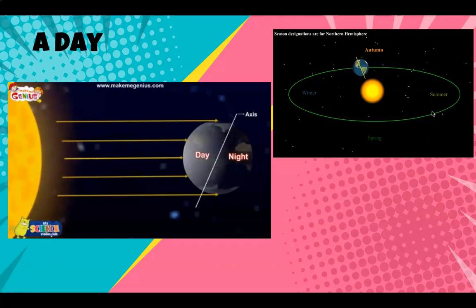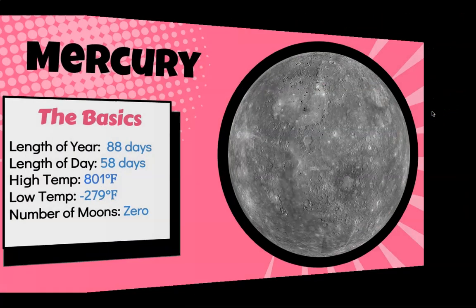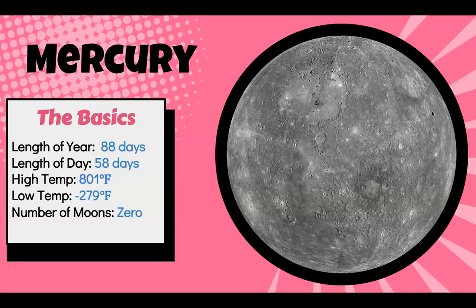All right, let's get started with our planets. The planet closest to the sun would be Mercury. Because it is so close, it travels around the sun pretty quick. It takes 88 Earth days for it to go fully around the sun, but it spins a lot slower. So it takes 58 Earth days for it to spin around one time. So the length of a day is 58 days and the length of the year is 88.